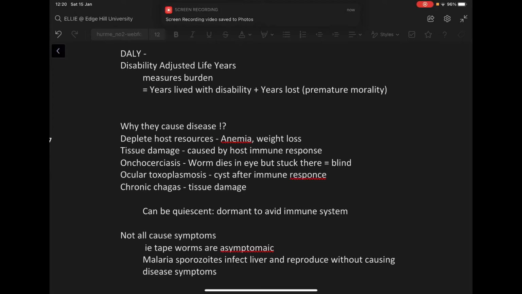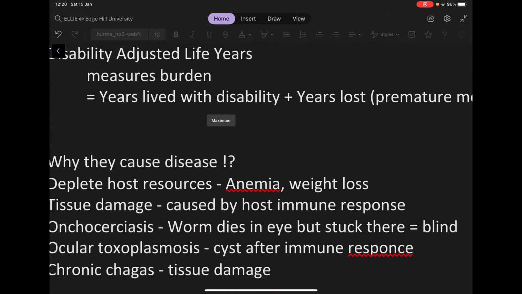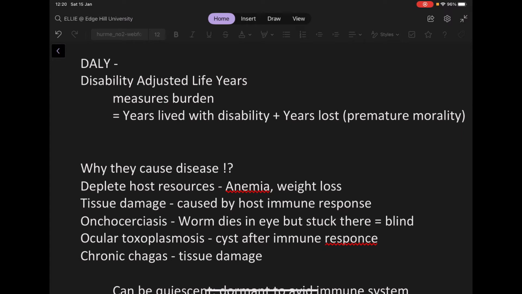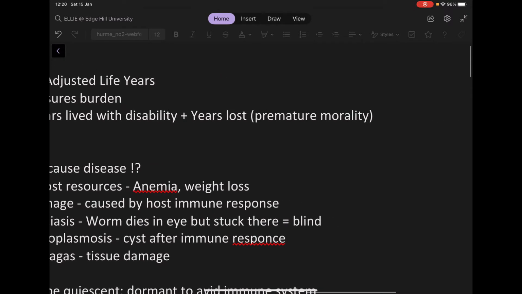So, parasites can cause damage even though they don't really want to. We can calculate this using the DALY, which is the Disability Adjusted Life Years, which measures the burden of the parasite, so how much badness it's causing. It's calculated by adding the years lived with disability plus the years lost, so premature death. So how many years you suffer or are infected with it and are suffered by it, plus how early it causes you to die than you should have done on average.